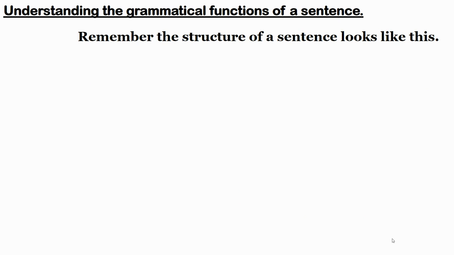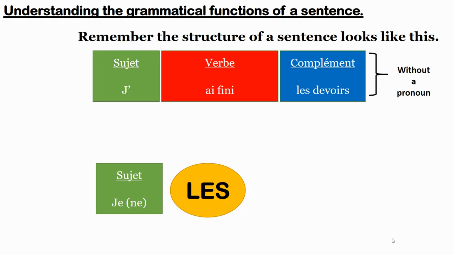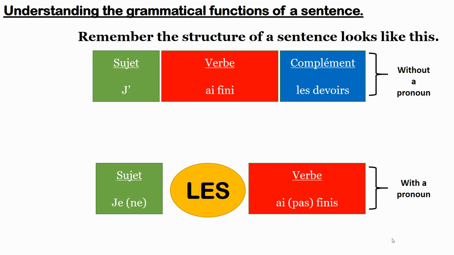Let's look at another sentence. J'ai fini les devoirs. This sentence is using the passé composé. Je les ai finis. If you want to use a pronoun, les devoirs is being replaced by les, and you position it before the verb.